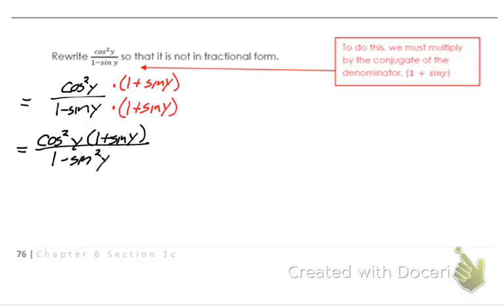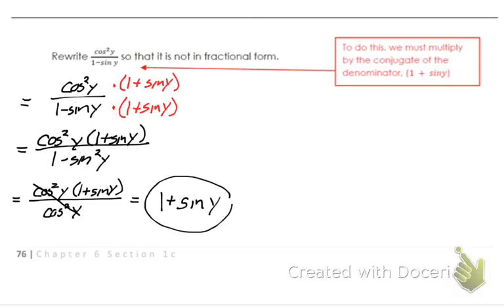What can I rewrite 1 minus sine squared y as? Luke? Just cosine squared y. So this is just going to equal cosine squared y times 1 plus sine y, all over, just cosine squared y. My cosine squares are going to cancel out. And I'm just going to be left with 1 plus sine y. And that is, in fact, as simple as it can get.